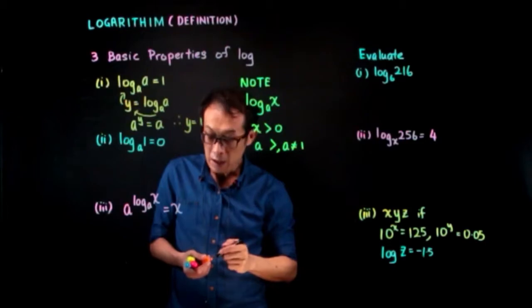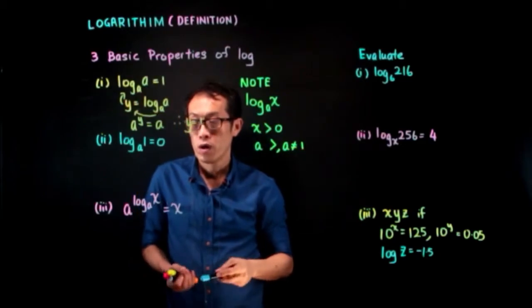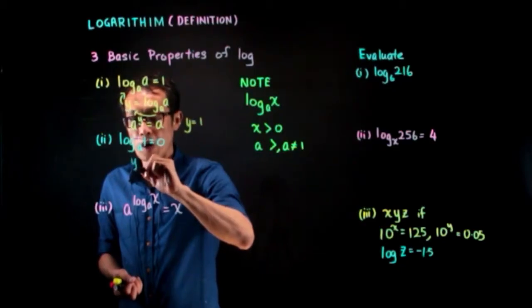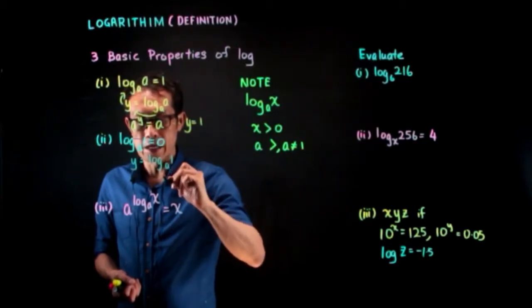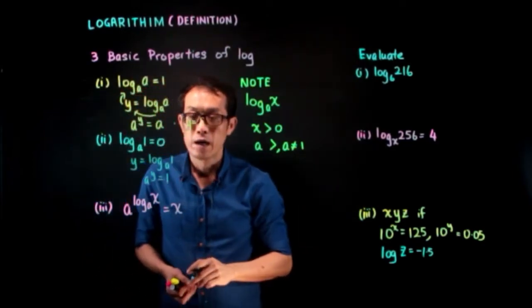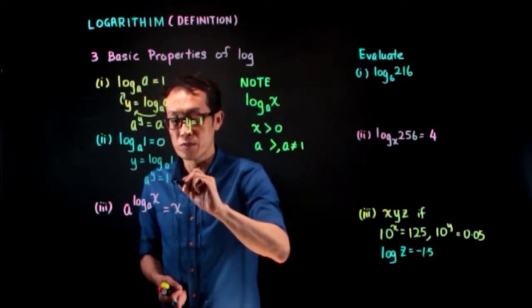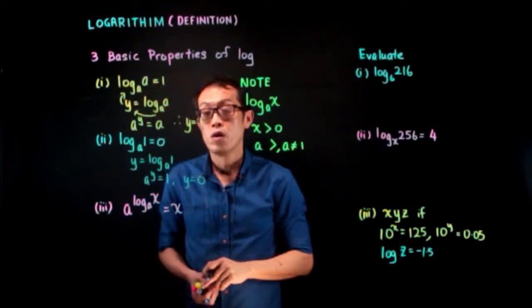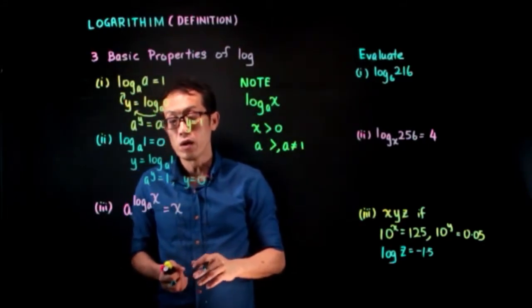Now the next property: log 1 to the base a is 0. To prove that, you can put y equal to log 1 to base a. So you have a to the power of y, which is 1. In order to make this part 1, y has to be 0. Anything to the power of 0 will be 1.